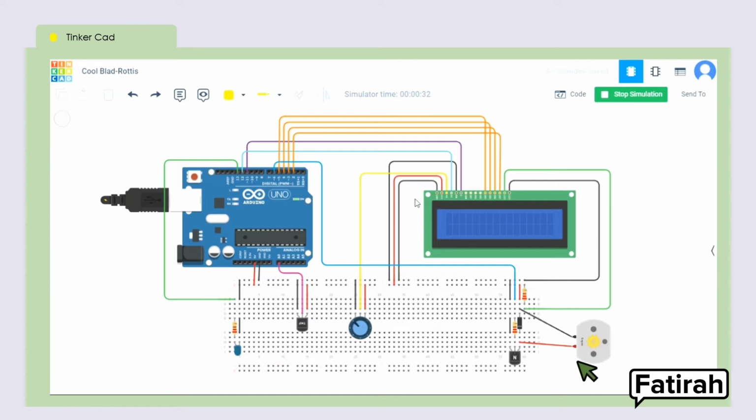The last component is a DC motor, which is the most common type of motor. It has 2 leads, one negative and one positive. If we connect these 2 leads directly to a battery, the motor will rotate. And if we switch the leads, the motor will rotate in the opposite direction.